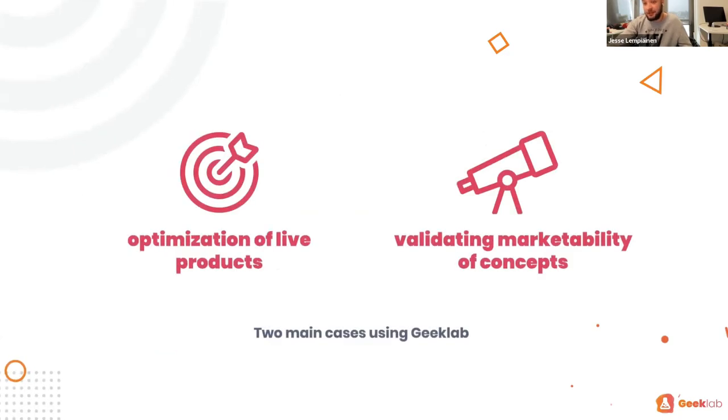And yeah, like mentioned earlier, there's two main cases for our platform. One is optimization of live products. So you have your one marketing message that you found works really well, and then you want to see what are the best App Store creatives that can actually support that marketing message and improve your performance. But the other part that we're going to talk a bit more about today is really validating the marketability of your concepts way before you would otherwise be able to do that without our solution.